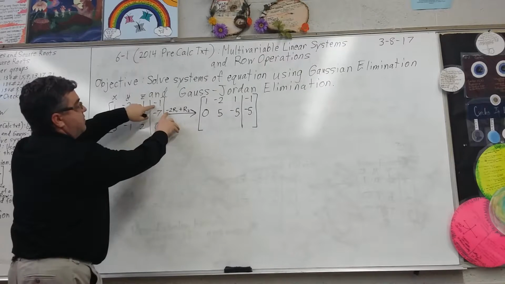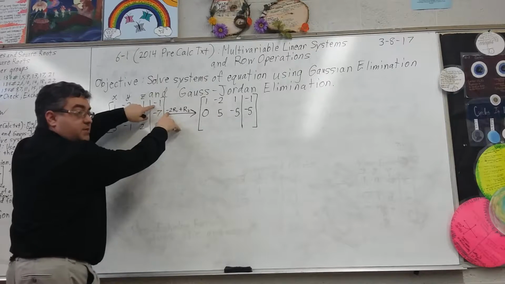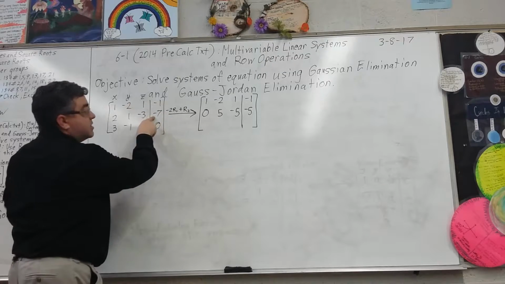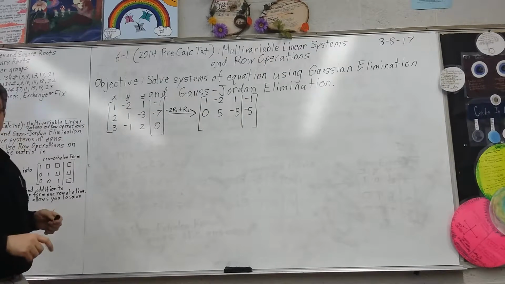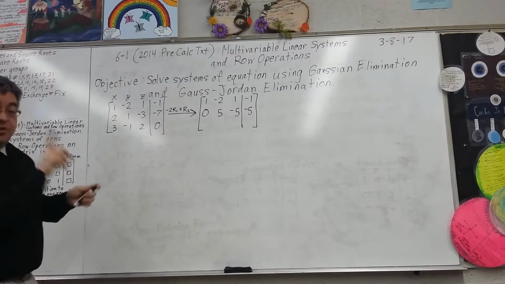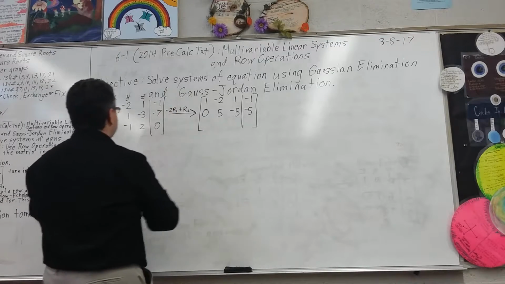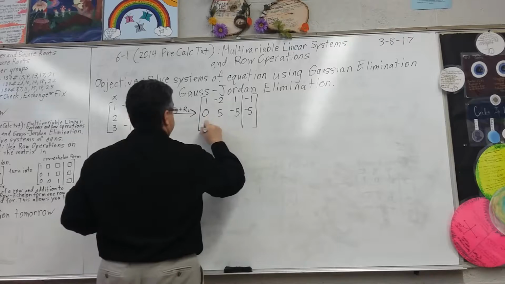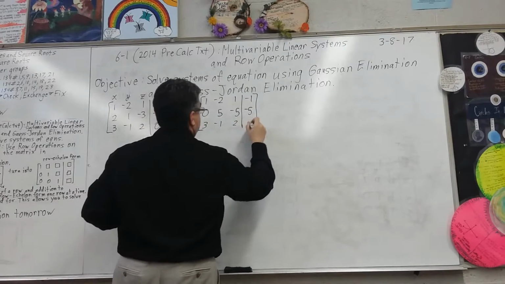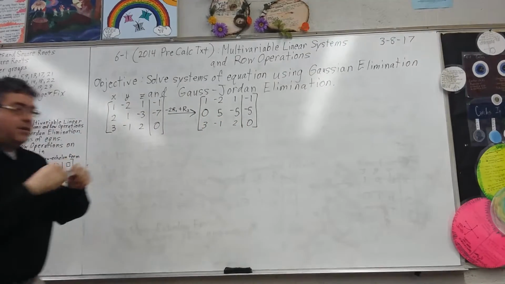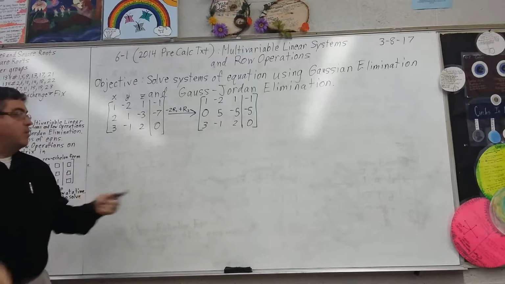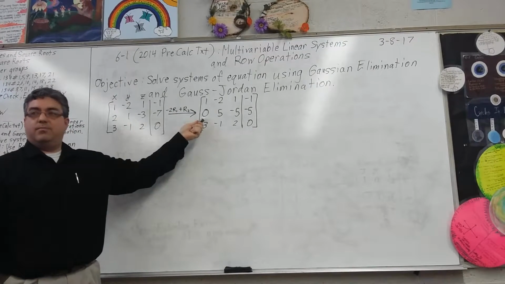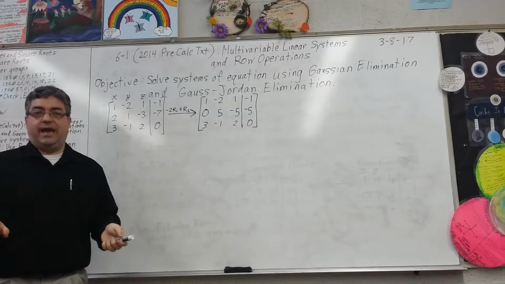-1 times -2 is positive 2. Oh, you're just making 2 it. Plus -7 is -5. Okay. And the third row stays the same? And the third row for right now stays the same because we're not changing anything on it yet. And so we've accomplished one goal. We put a 0 right there. That's a good goal to have.